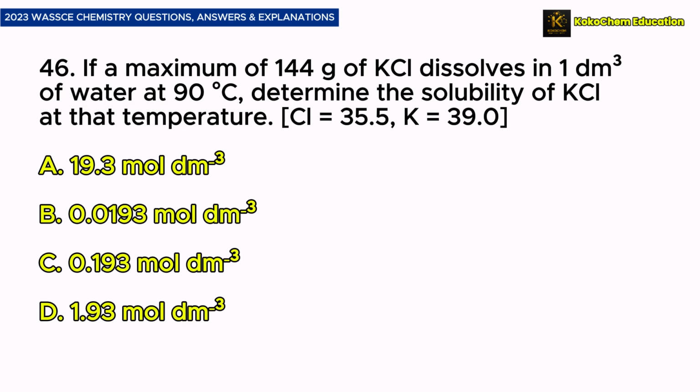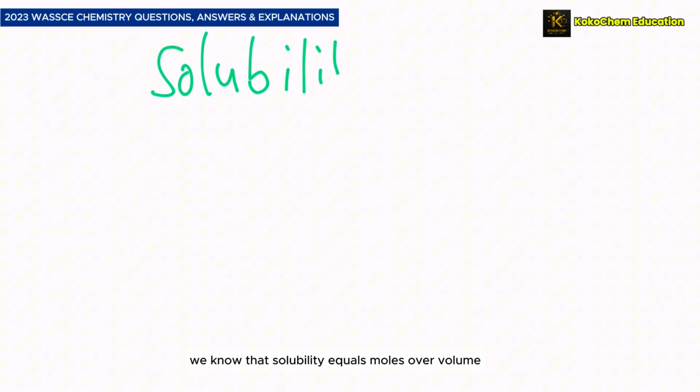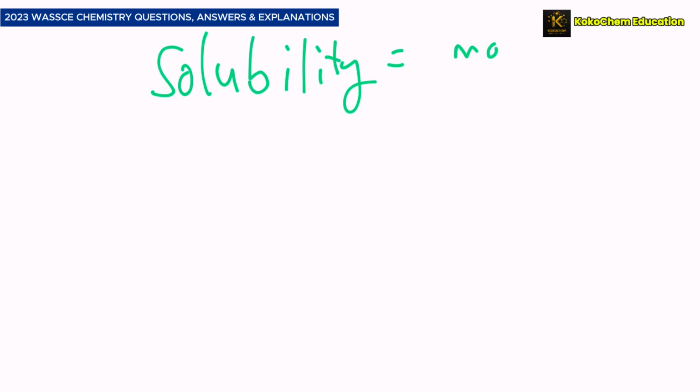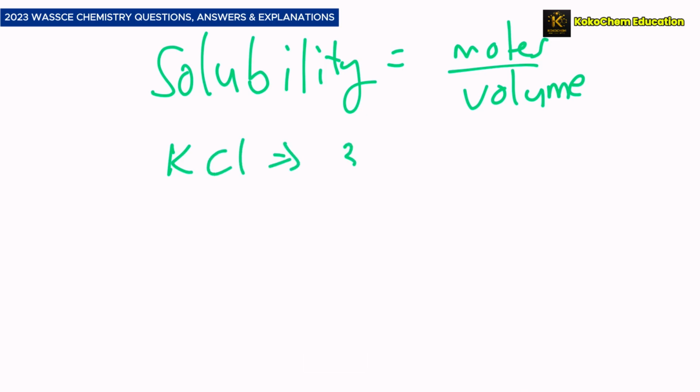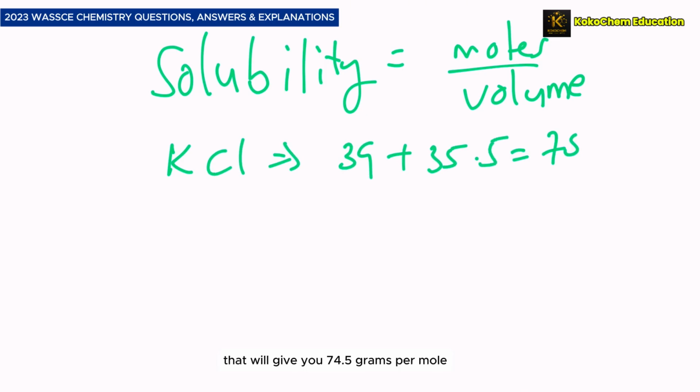The correct answer is D. 1.93 mole per dm cubed. Explanation. We know that solubility equals moles over volume, and we are told that 144 grams of potassium chloride will dissolve in 1 dm cubed of water. So first, find the molar mass, which is 39 plus 35.5. That will give you 74.5 grams per mole.